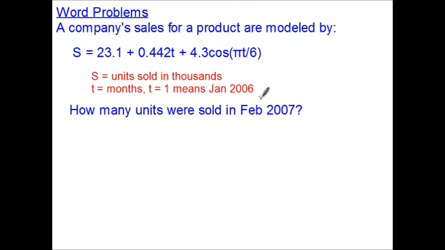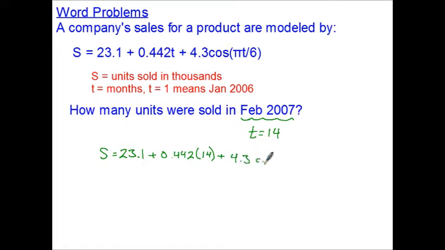So the first thing we need to do is figure out this statement represents t equals what number. Well, if t equals 1 is January 2006, then t equals 13 would be January 2007, so t equals 14 is my February 2007. At this point, we can just go s equals, and basically just type this in the calculator. 2.31 plus 0. Icky decimal. Again, there's your 14 showing up the first time, plus 4.3, and then we got cosine of, granted it says pi t, but I'm going to write that as 14 pi, because I just like the way that looks better, and I'm going to put the 6 on the bottom.